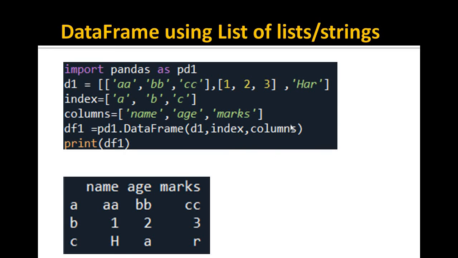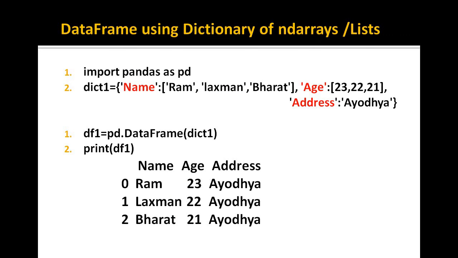Here you can understand that you are passing a list of 3 values: first value, second value, and third value, and each value is either a list or has the same number of characters as the list in the string. Here you can also create a data frame using a dictionary of arrays or lists. Arrays simply means n-dimensional arrays.